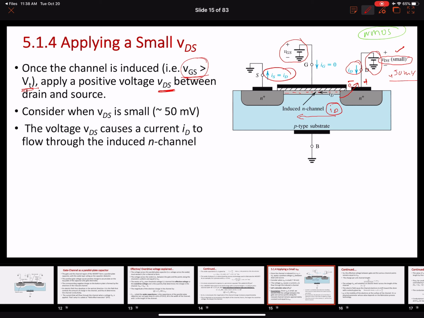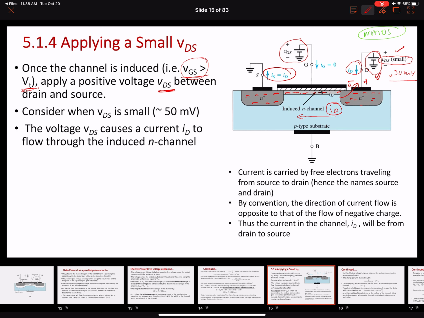The voltage causes the current to flow through the induced N channel. We talked about this. We have a charge. We have a lot of these electrons. We have some free electrons here as well, some free electrons here as well, and a channel filled with electrons. So when we apply a small VDS at the drain terminal here, the current will start to flow through the induced channel.